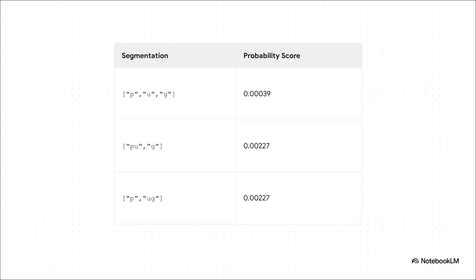Let's make this super concrete. Take the word pug. Okay, one way to split it is just into single letters, P, U, and G. Fine, but maybe in all the training text, the combination PU or UG shows up all the time. If that's the case, those tokens will have much higher probability scores. So the algorithm just does the math. It multiplies the scores for each possible path, and whichever path gets the highest final score, well, that's our winner.